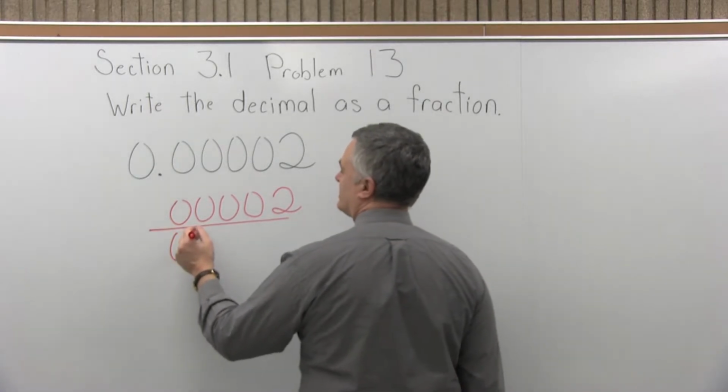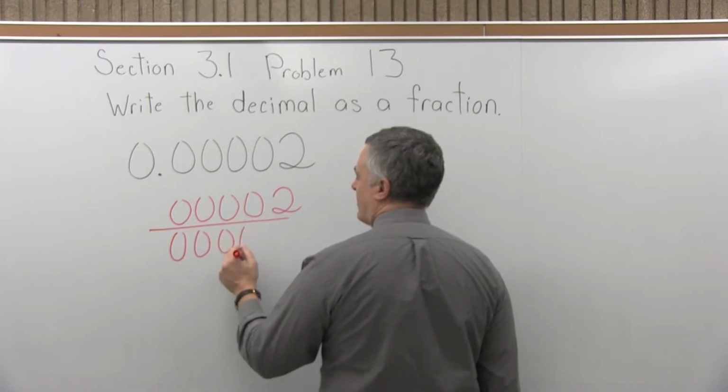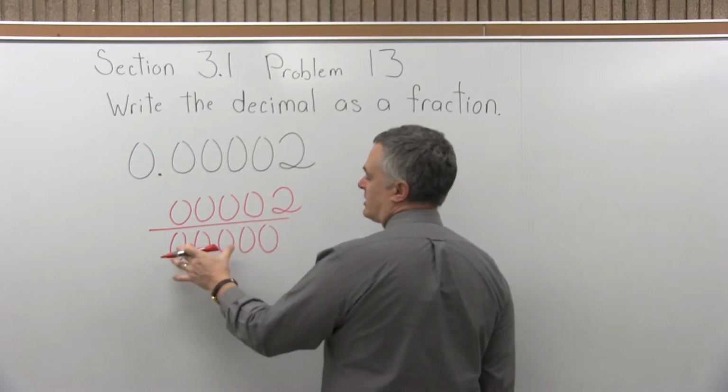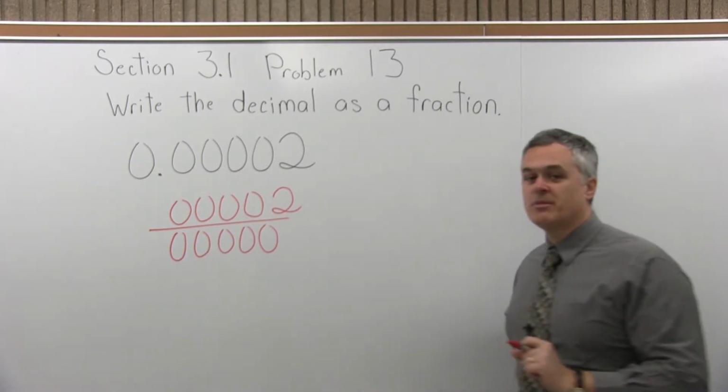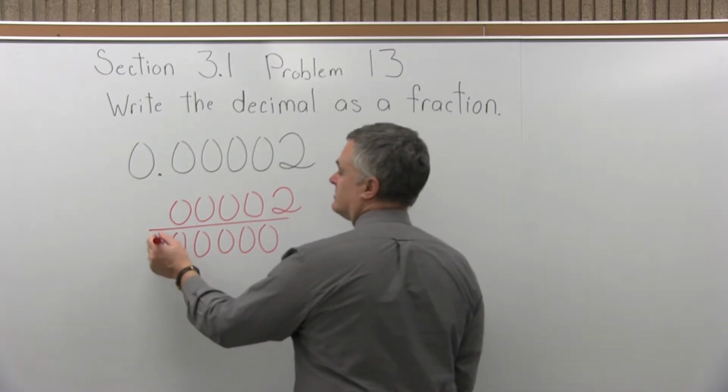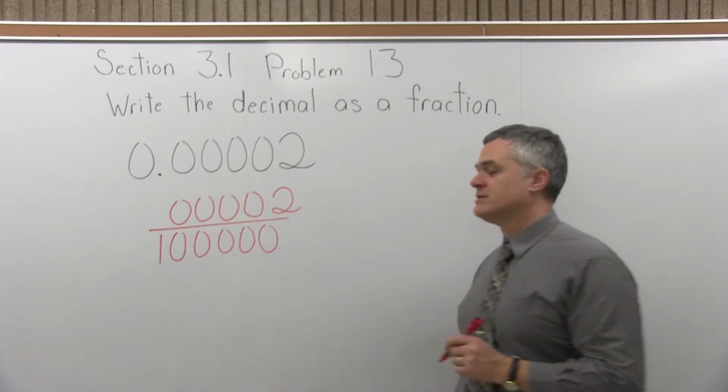So each digit that's in the numerator gets a 0 after it. I have 5 digits in the numerator, including the zeros and the 2. So 5 zeros go into the denominator. Step three, put a 1 in front of the bottom zeros. So I put a 1 in front of the bottom zeros.